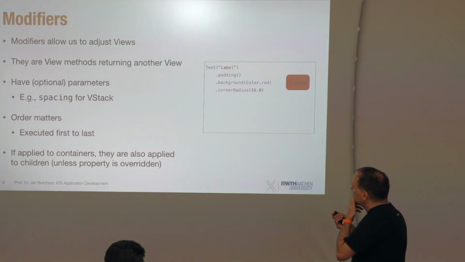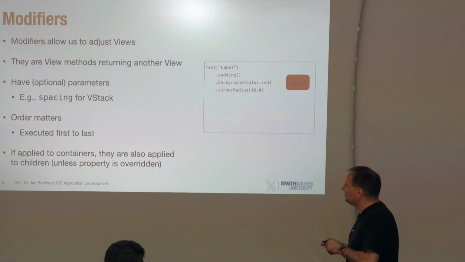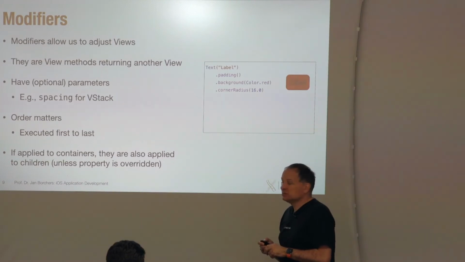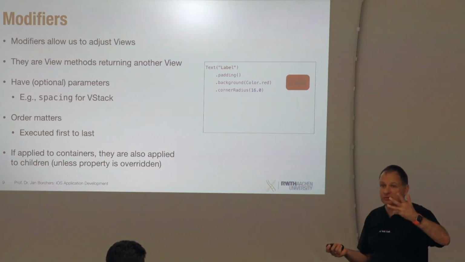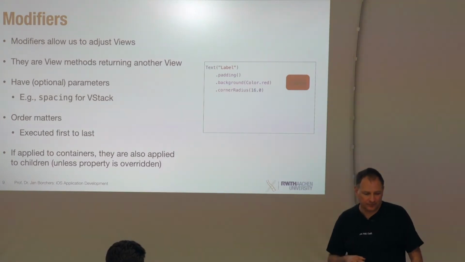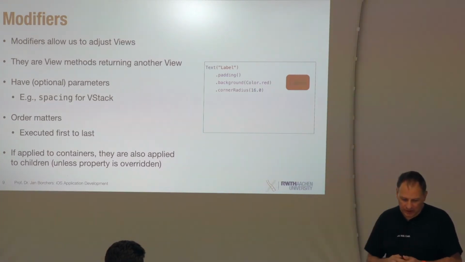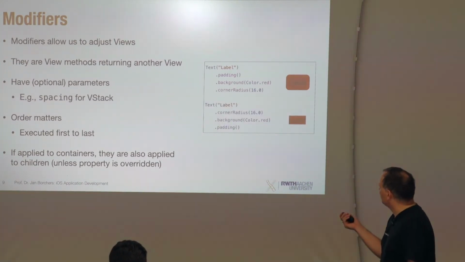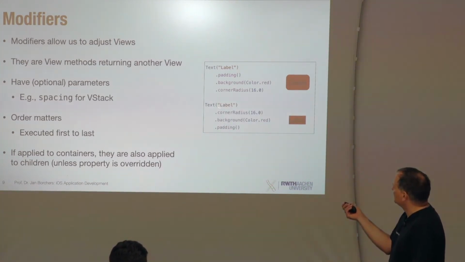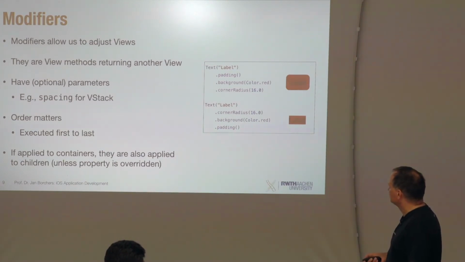So this is important to understand. Why? Because order matters, right? As you just saw, this gets executed first to last, right? So if I switch this around, things are going to look different. I think I have an example for that here. If I first applied a corner radius of 16, and then did the background color red, and then did the padding, I would get a different result out of this.